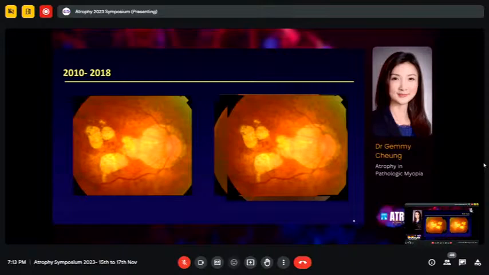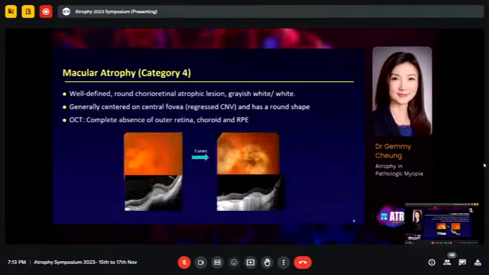And we know that these patches will continue to expand and join up, causing larger and larger coalescing scotoma in the patient's vision. Then let's move on to category 4, which is the most devastating in terms of visual impairment, this macular atrophy. So these are characterized as well-defined round chorioretinal atrophy lesions with grayish-white or whitish color. These are generally centered on the central fovea and particularly related to a regressed CNV.